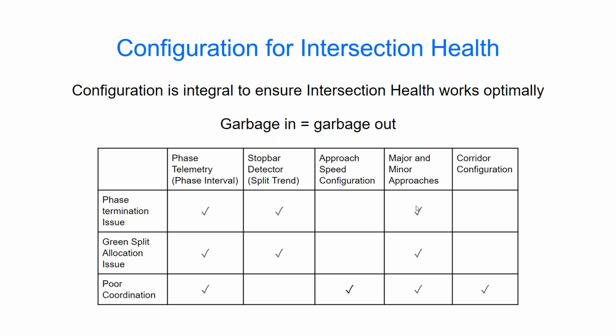This one very similar. This is about assessing majors versus minors and looking at where is their spare capacity versus split failures. So phasing, stop bar, major and minor are really what we look for. Poor coordination. Phasing is incredibly important. We need to know the progression of the signal status, understanding the approach speed.